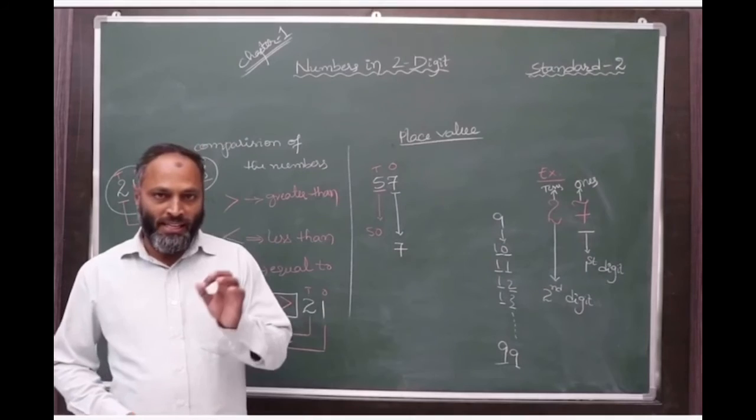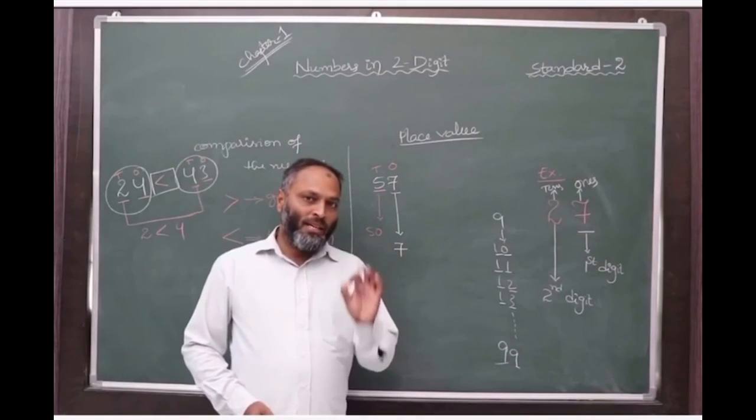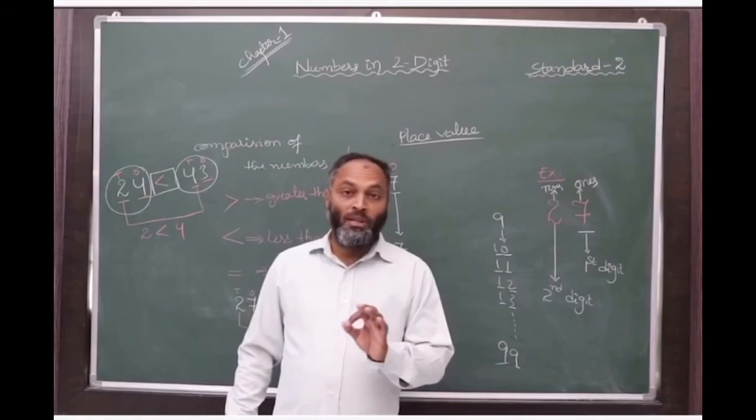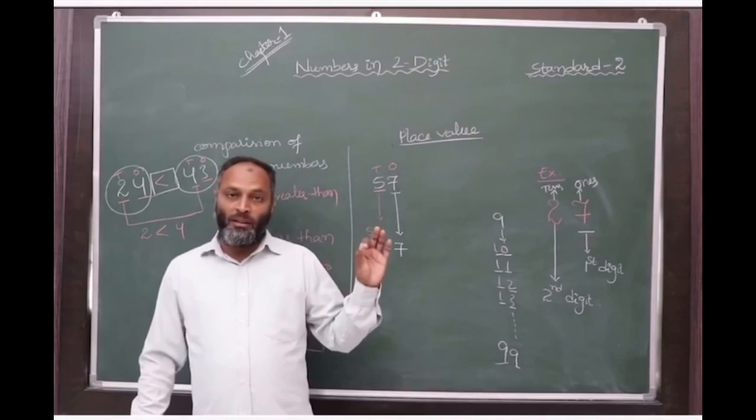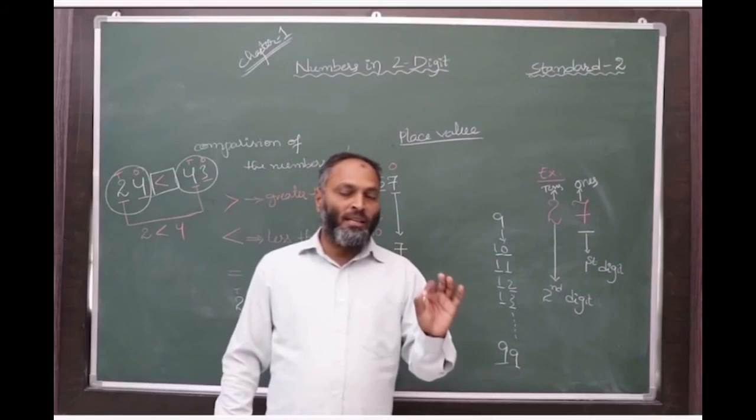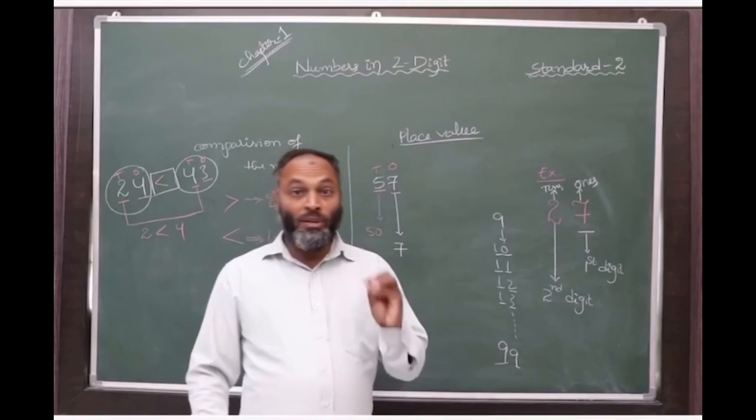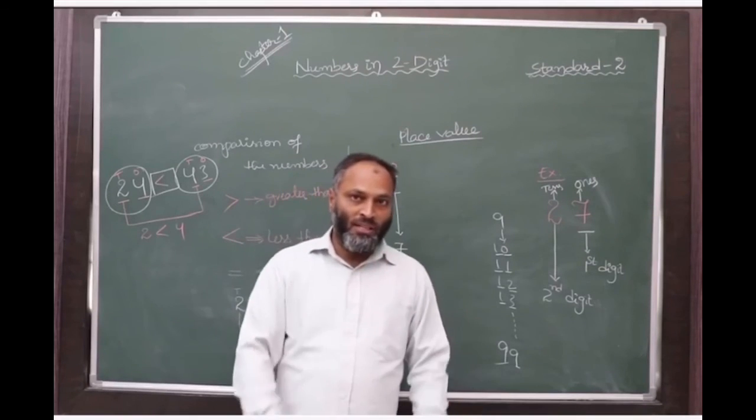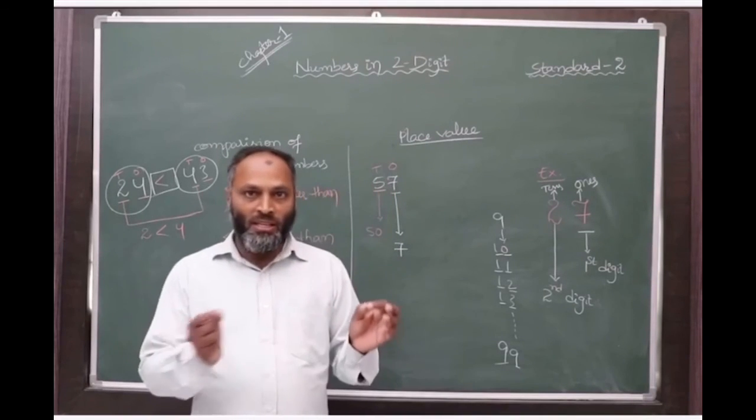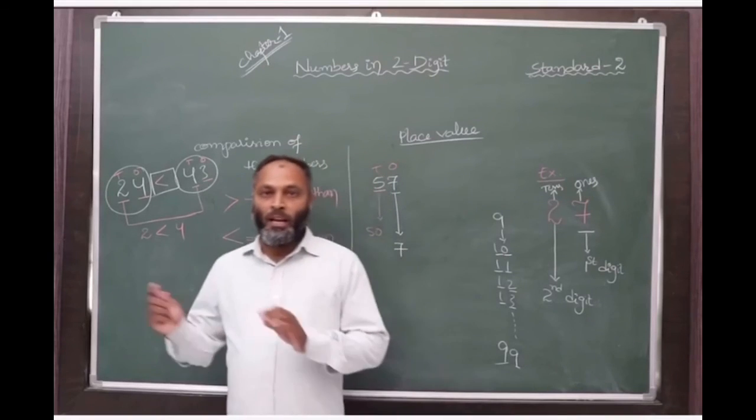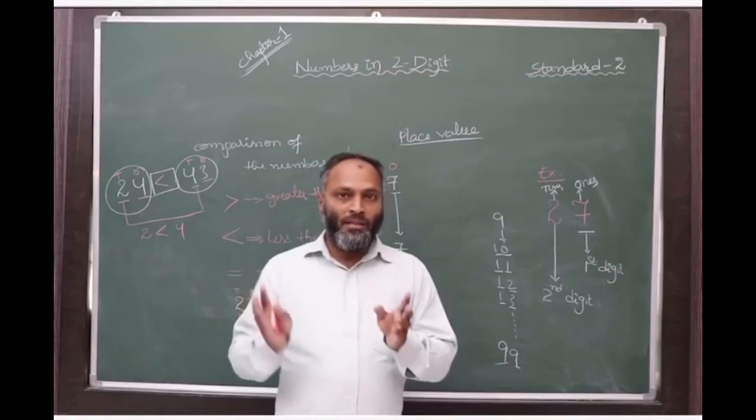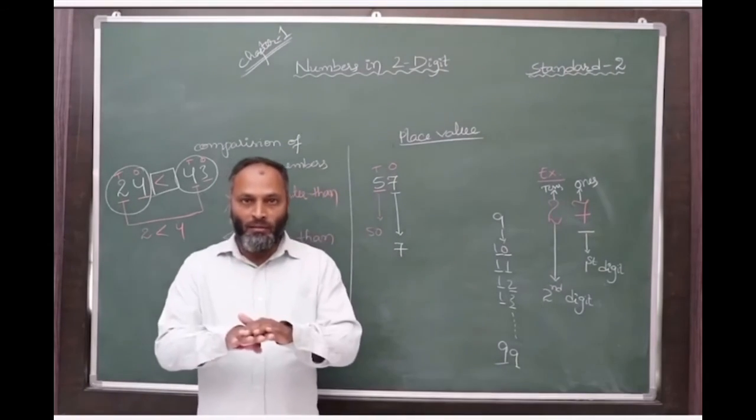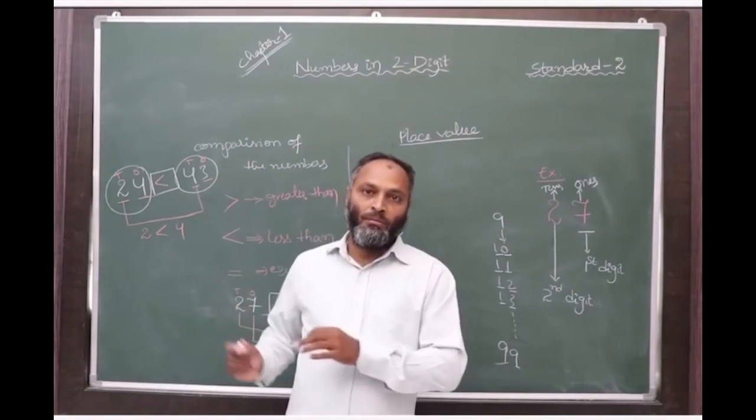First we have to check the tens digit, then after that the ones digit. If the tens digit is bigger, the number is bigger. If the tens digit is lesser, the number is lesser. If the tens digits are equal, then we check the ones digit. The number whose ones digit is greater is bigger. If both tens and ones are the same, then both numbers are equal. This is the method of how to compare.